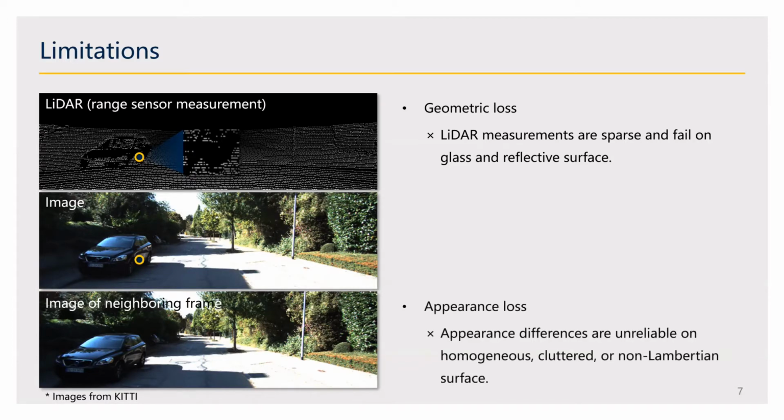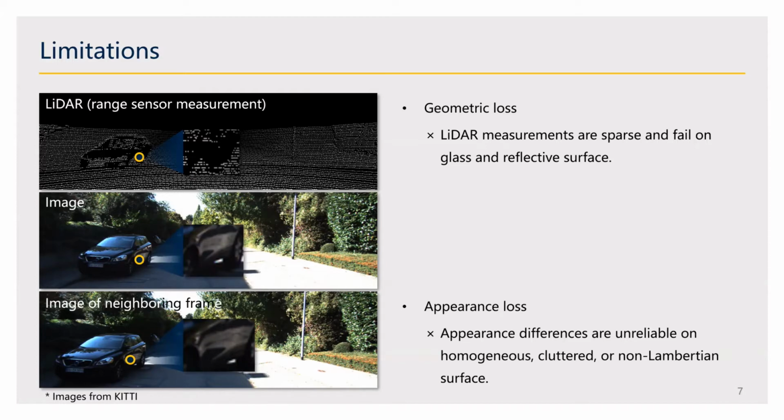For appearance loss, it is not reliable on homogeneous, cluttered, or non-Lambertian surface. Take the same point as example. We can see that the surface is reflective, so that the appearance across frames are not consistent.